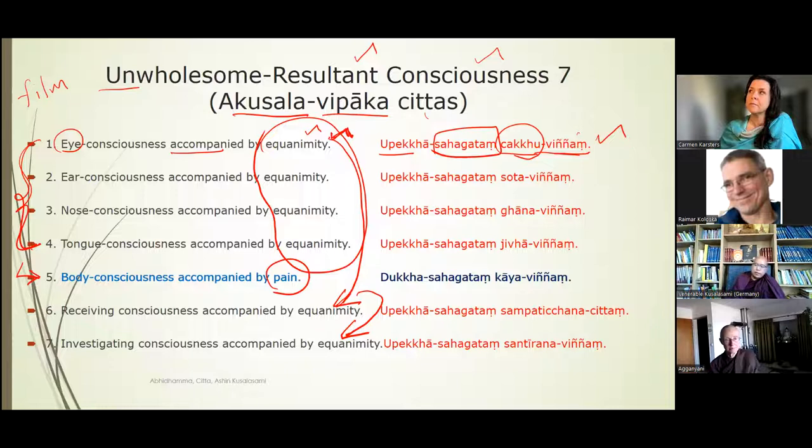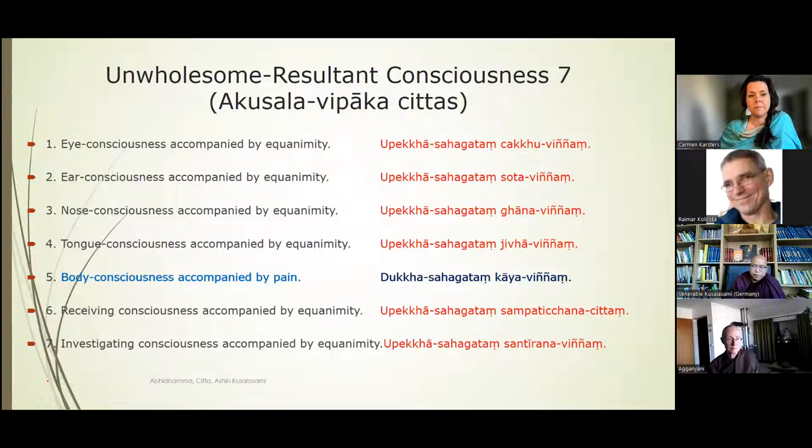And the next one is receiving consciousness accompanied by equanimity. And the next one is investigating consciousness, accompanied by equanimity as well. Here, I think actually this is not my subject. Sally Aganyani, the book Buddha's Brain. Buddha's Brain is by neurologists from a Western country. I don't know if it is from Europe or America. The two Western people, scholars, wrote this book, Buddha's Brain.